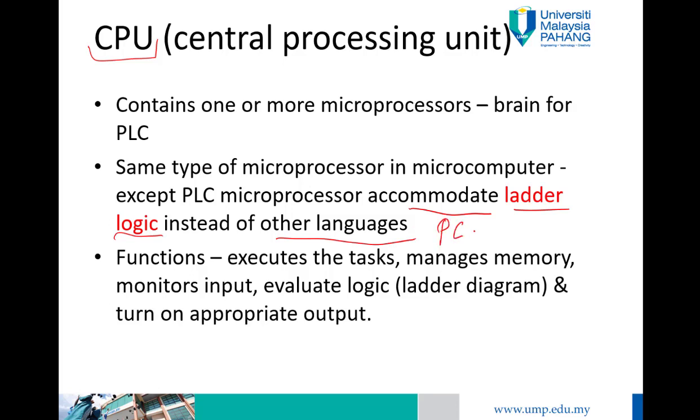So in the PC, normally we will use either Windows or Mac and so on. But in PLC, the language that we use is ladder logic. So in order to program the system, we need to write the ladder diagram or ladder logic. And then the function of the CPU is to execute the task, manage memory, then monitor input, evaluate logic, and turn on the appropriate output. Okay, so this is the control system for PLC.